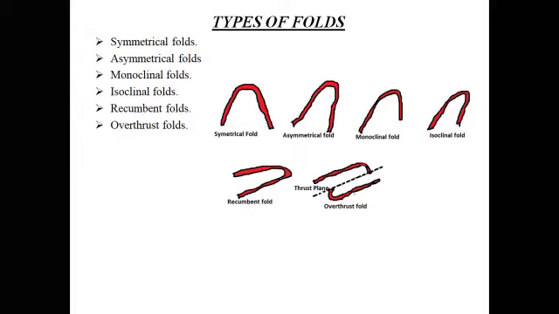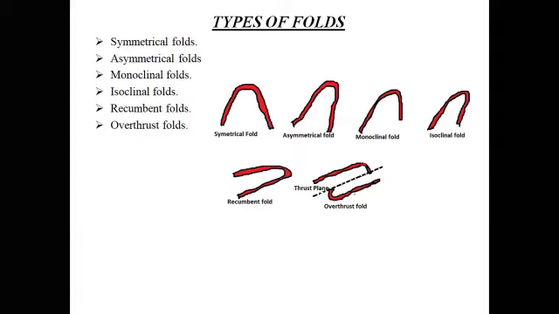When the isoclinal fold or overfold goes to such an extent, it is formed when the fold is pushed over to one side so that both sides of the fold are inclined in the same direction. You can see here the compressional force has acted in such a way that both the limbs are in the same direction.